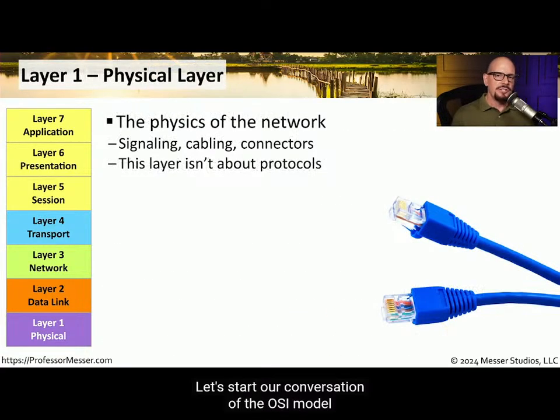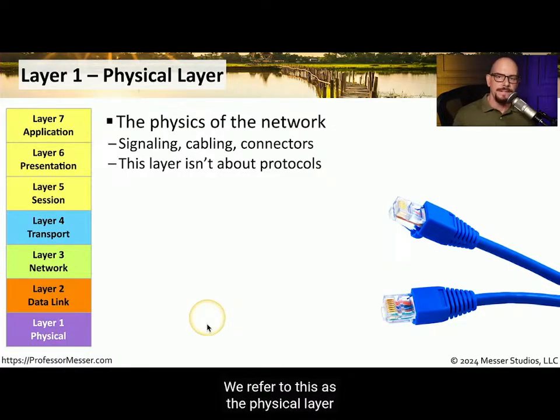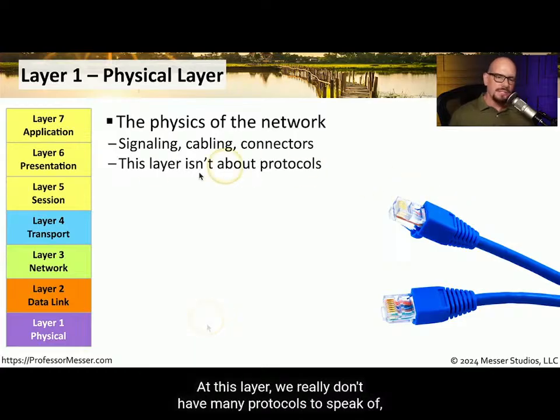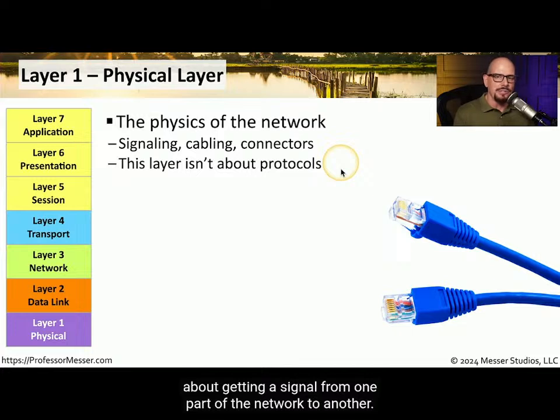Let's start our conversation of the OSI model at the bottom of the OSI model, or Layer 1. We refer to this as the physical layer because it's describing the physical signals that we send through the cable and fibers on our network. At this layer, we really don't have many protocols to speak of because we're really just talking about getting a signal from one part of the network to another.